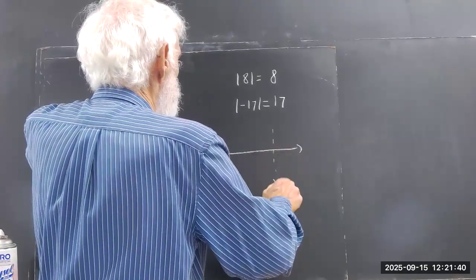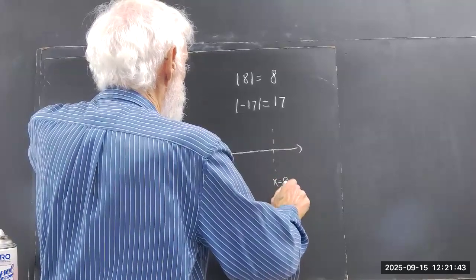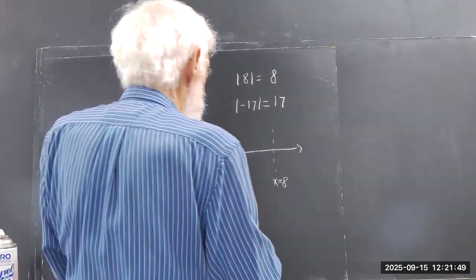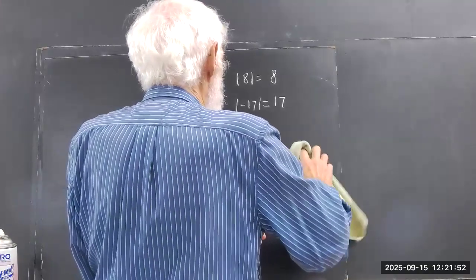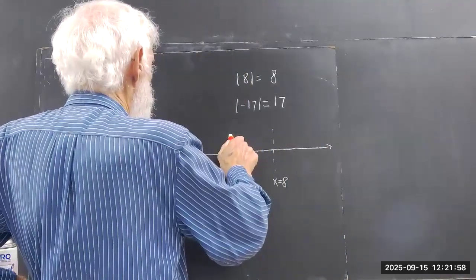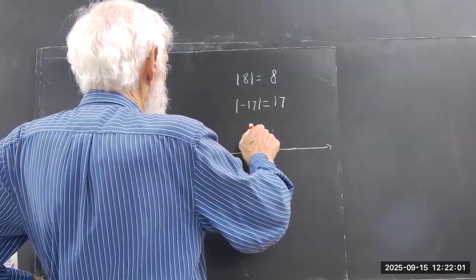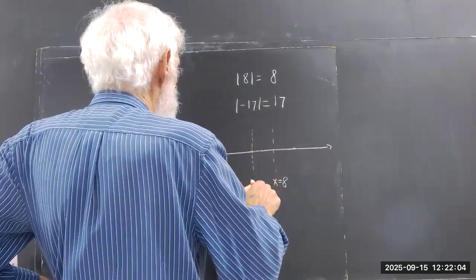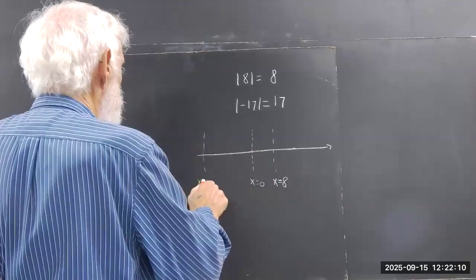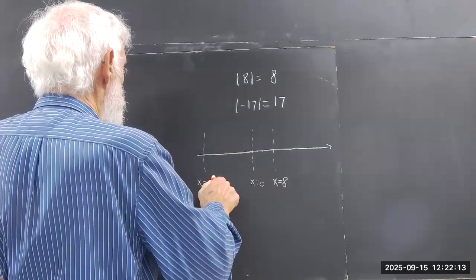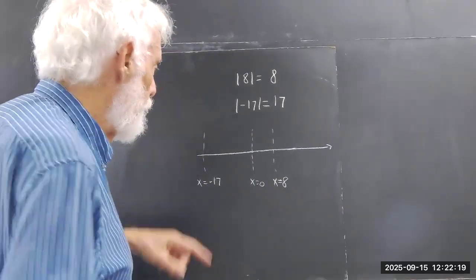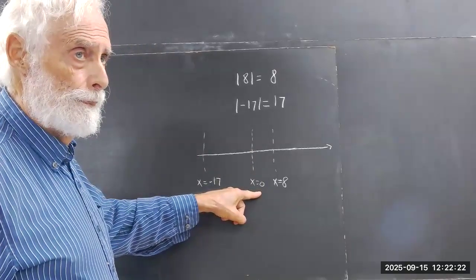Number line, here's x equals 8. That was a bad choice of where to put it, but just extend my line a little bit more. And let's say x equals 0 is here. X equals negative 17 is here. You can think of the absolute value as how far the number is from x equals 0.